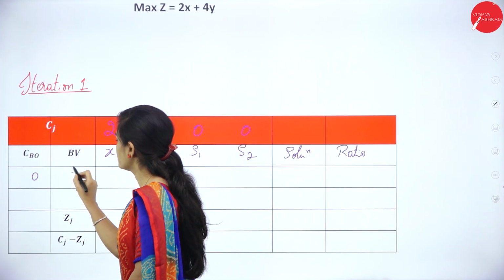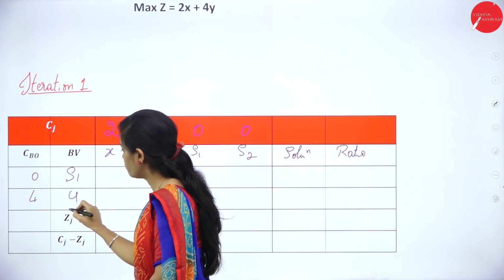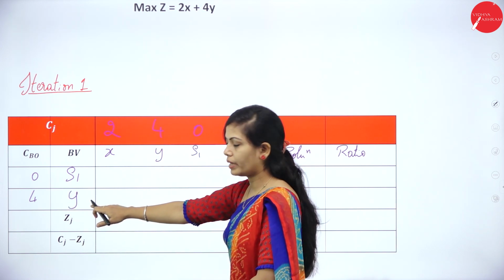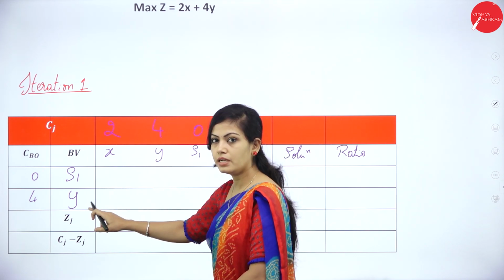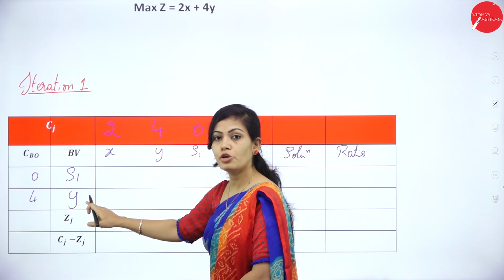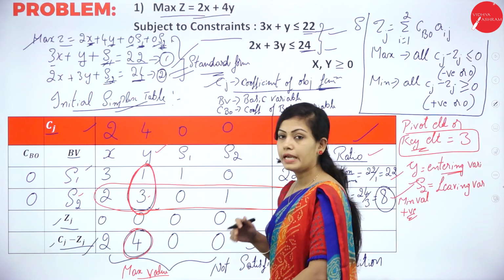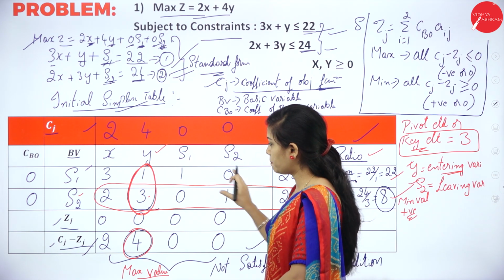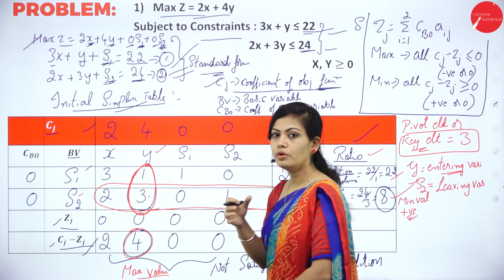So this is 0 S1 and 4 is my coefficient of y. This is the entering variable, and the leaving variable is S2. I have deleted the leaving variable, so in place of the leaving variable, I have written the entering variable. In the next step, you have to replace these old values. You have to find the new values.